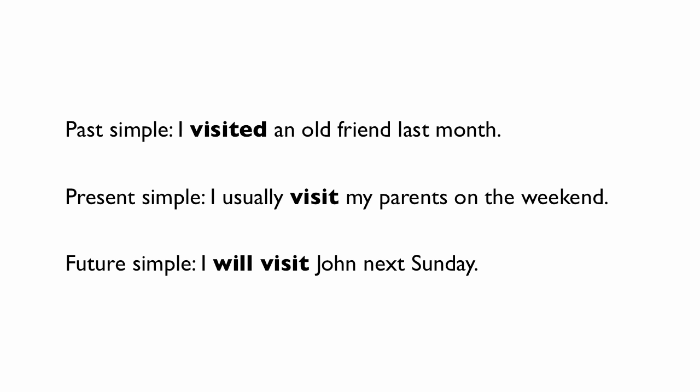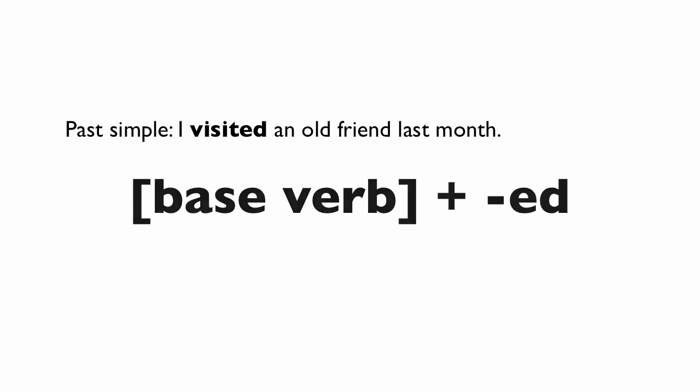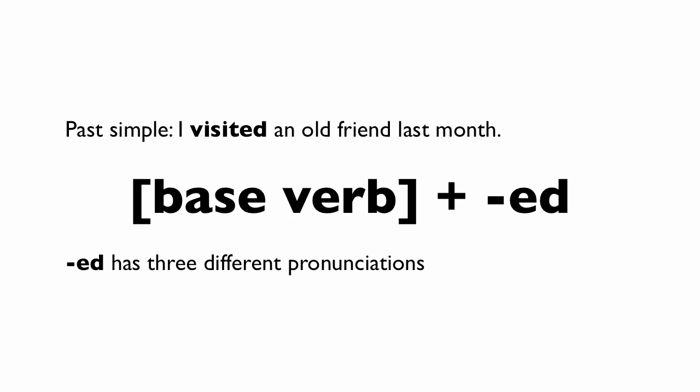Today, we're going to talk about how to pronounce regular verbs in the past simple tense. How do we form the past simple tense? We take the base verb and add ed to the end. The problem is that this ed ending has three possible pronunciations. We're going to learn a few simple rules that we can apply to any regular verb that allow us to always know how to correctly pronounce the past simple tense.